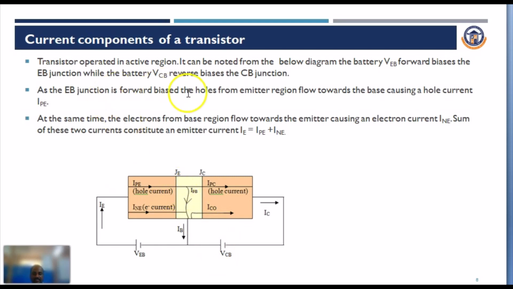As the EB junction is forward biased, holes from the emitter region flow towards the base, causing the hole current, and at the same time electrons from the base region go towards the emitter, causing the electron flow called I suffix Ne. The resultant current, the summation of the currents, constitutes the emitter current, that is IE is nothing but IPe plus INe. That is nothing but the emitter current is a combination of both the collector current as well as the base current.